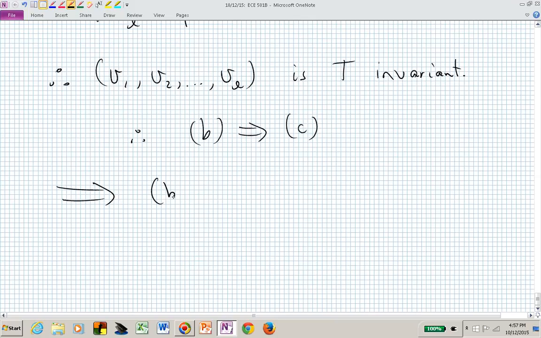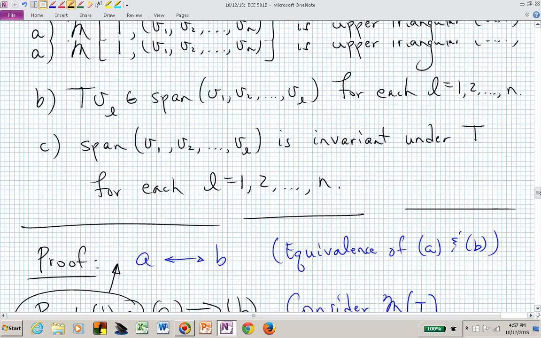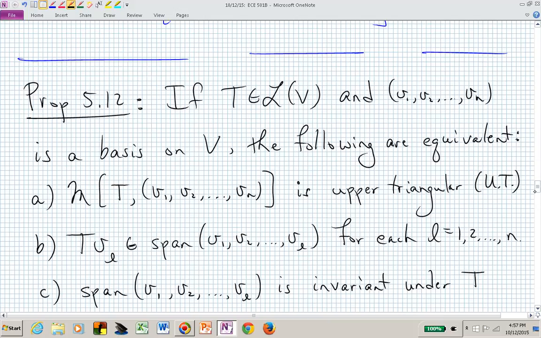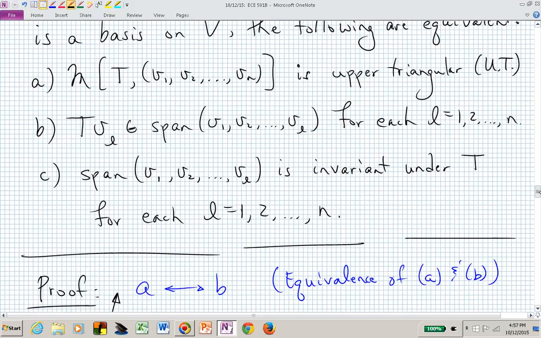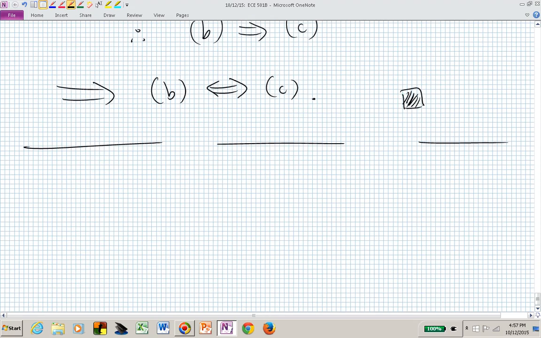which now shows that we've established the equivalence of B and C, and that now is the end of the proof of the equivalence of those three statements. If we have a basis where the matrix representation of the linear operator is upper triangular, then we can start talking about these invariance properties and TV sub L living in the span of those earlier, or this nesting concept of these basis vectors.